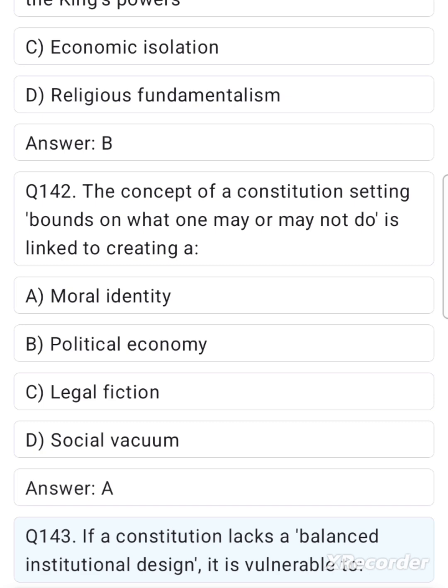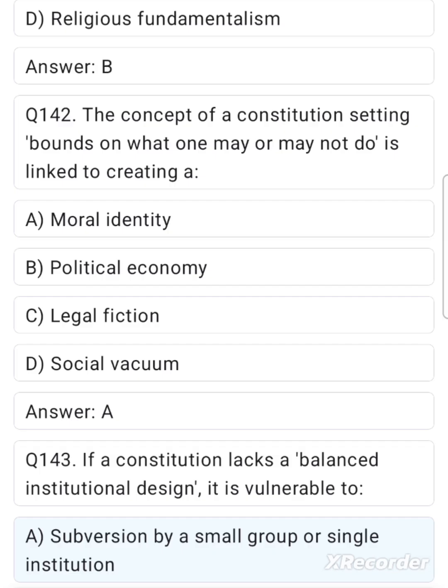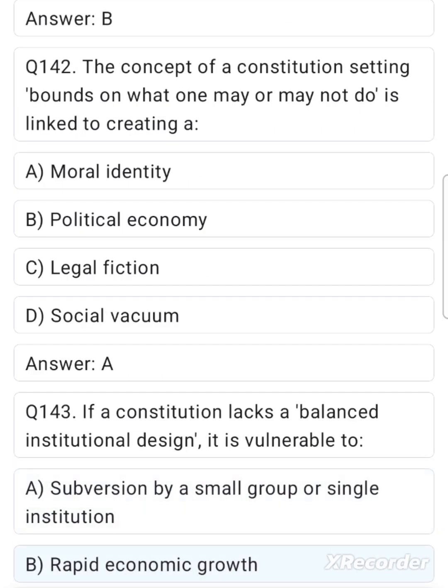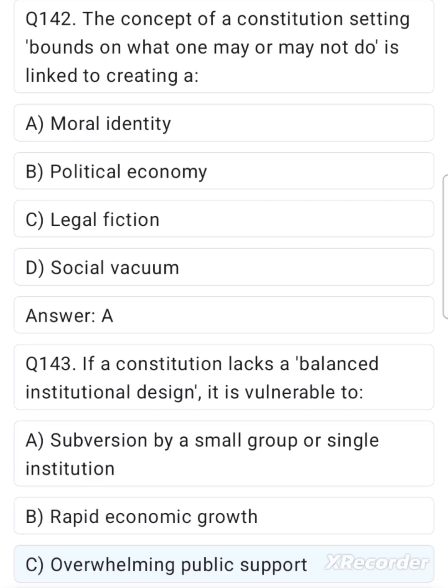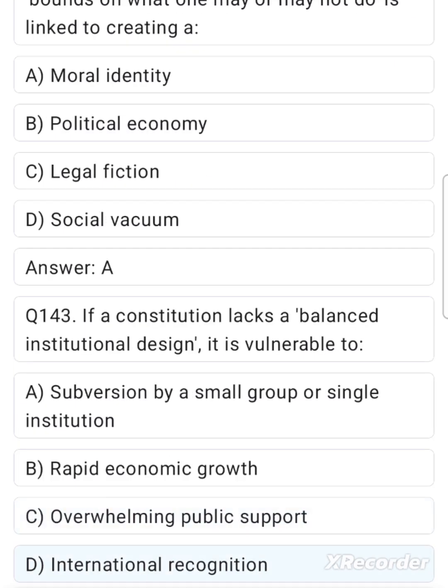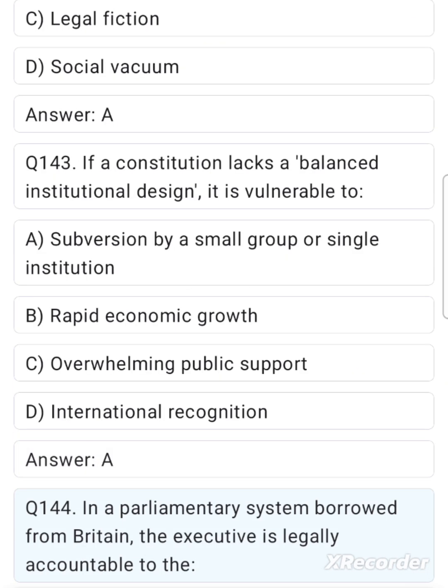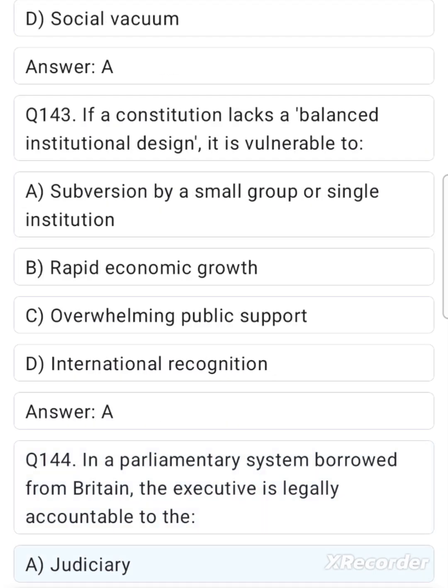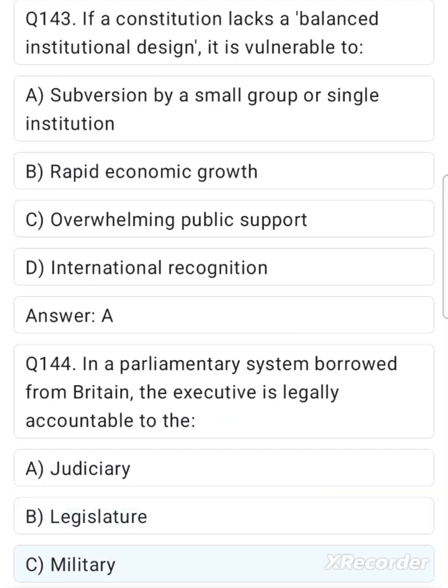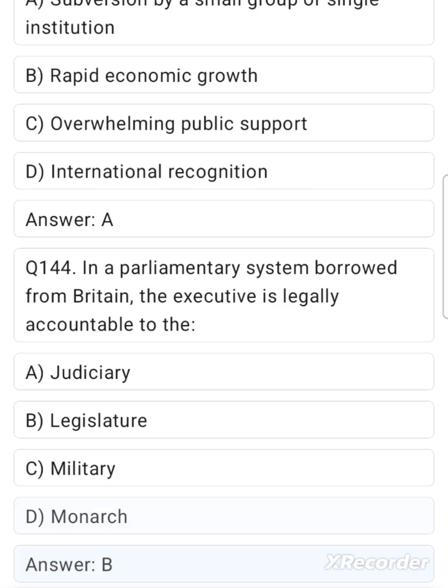Q143. If a constitution lacks a balanced institutional design, it is vulnerable to A. Subversion by a small group or single institution. B. Rapid economic growth. C. Overwhelming public support. D. International recognition. Answer A. Q144. In a parliamentary system borrowed from Britain, the executive is legally accountable to the A. Judiciary. B. Legislature. C. Military. D. Monarch. Answer B.